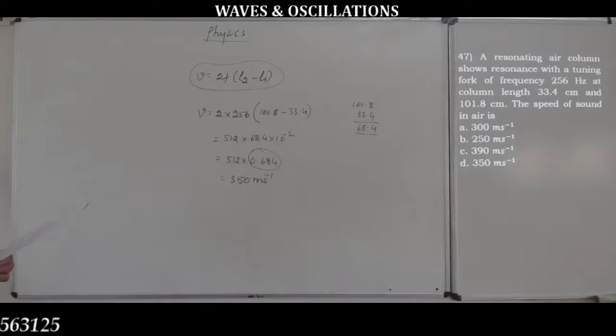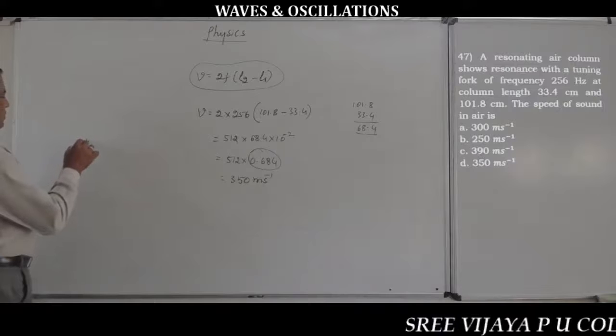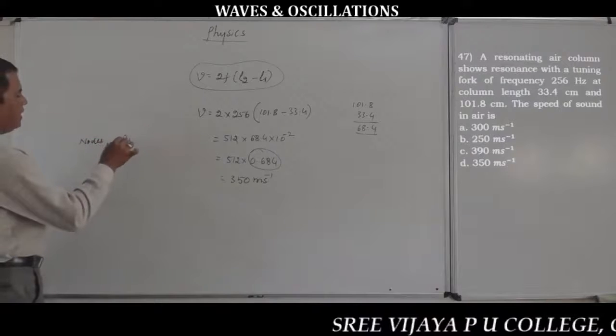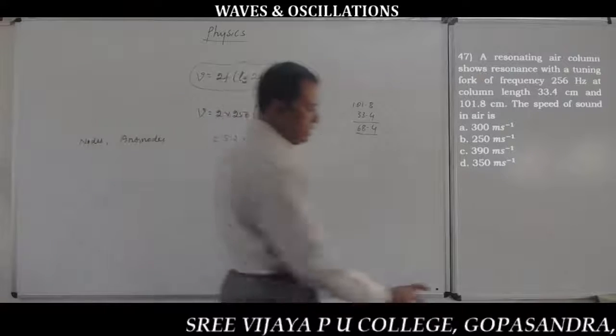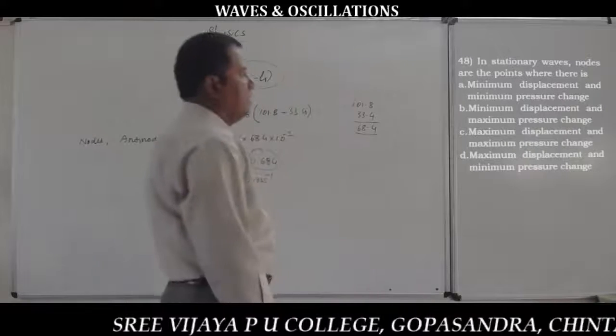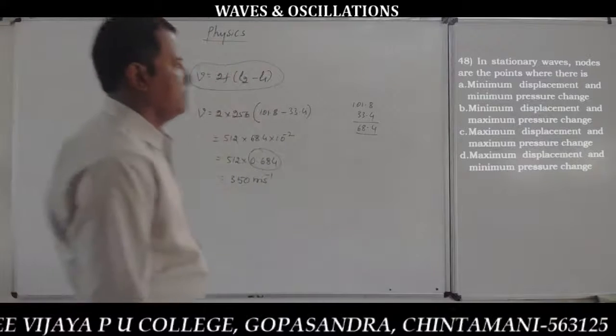In stationary waves, nodes are the points where there is... nodes and you are having antinodes. Question number 48. In stationary waves, nodes are the points where there is.